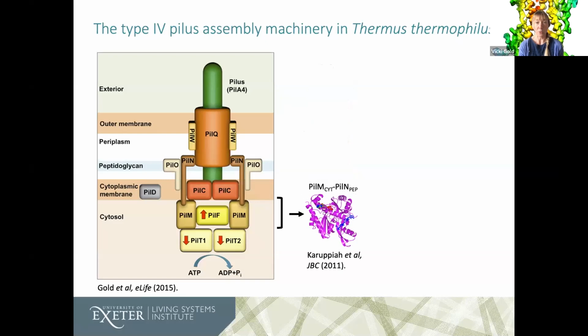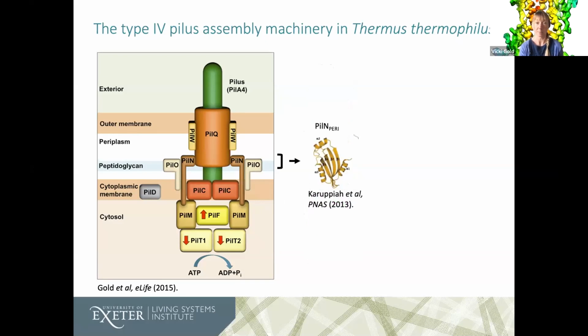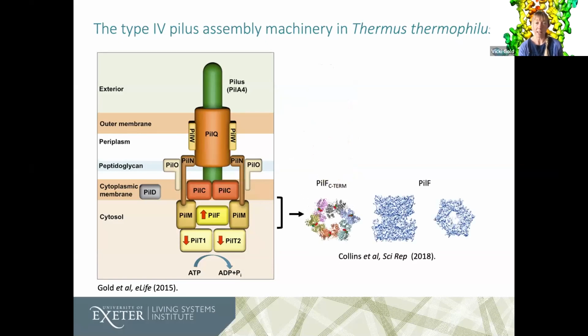There's structure known, for example, of soluble parts of some of these proteins, so the cytoplasmic part of PIL-M with a PIL-N peptide, and the periplasmic part of PIL-N. And we also have the ATPases. So as I mentioned, these are required for assembly and disassembly of the filament. And PIL-F is used for assembly in Thermus. And we have PIL-T, which is required for disassembly. In Thermus, there are 2 PIL-T enzymes, PIL-T1 and PIL-T2.